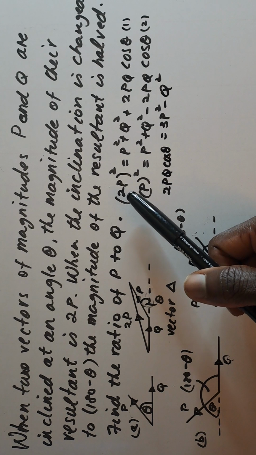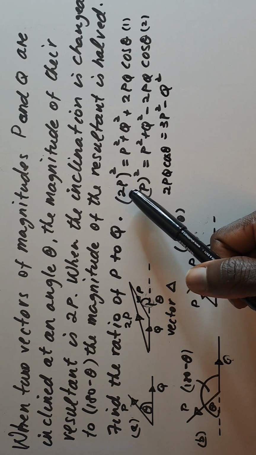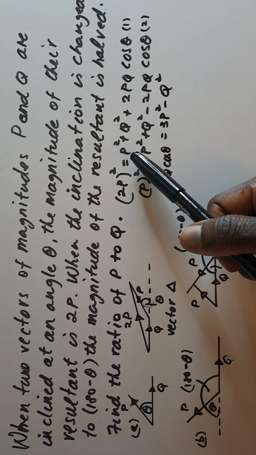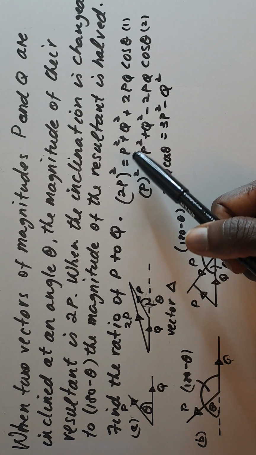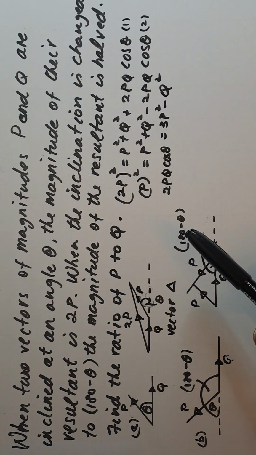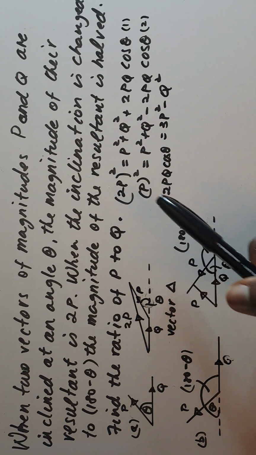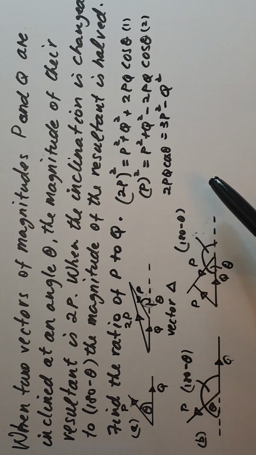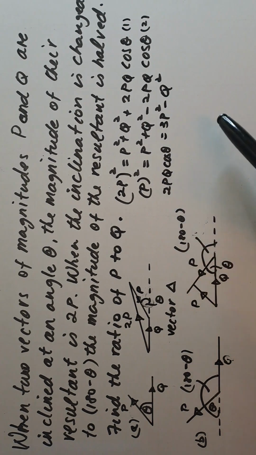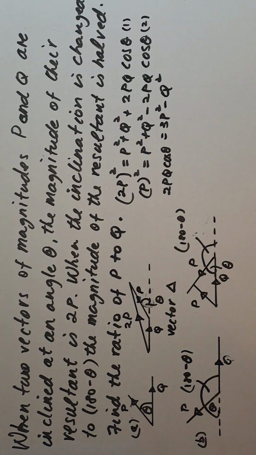So I've squared the left-hand side and rearranged, so this becomes 4p squared. If I minus p squared from it, it becomes 3p squared. I have a q squared with it, which when I move over to the left of the equal sign becomes minus q squared, and that's why we have this here. I've just swapped the sides, and 2pq cosine theta remains the same.